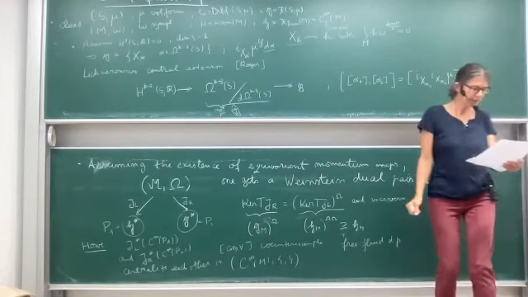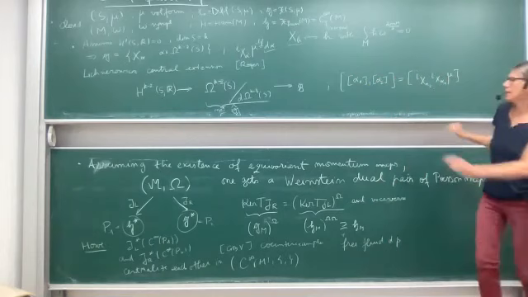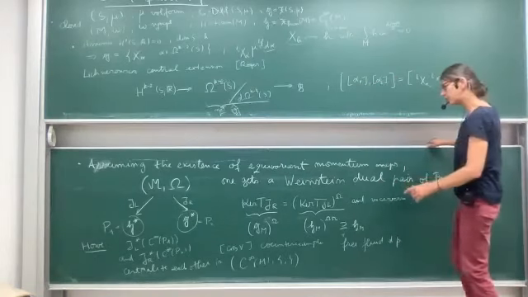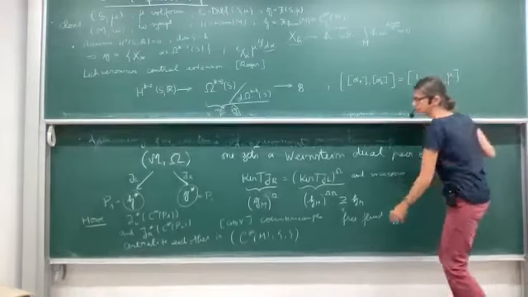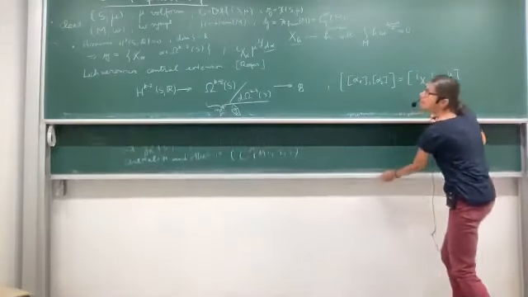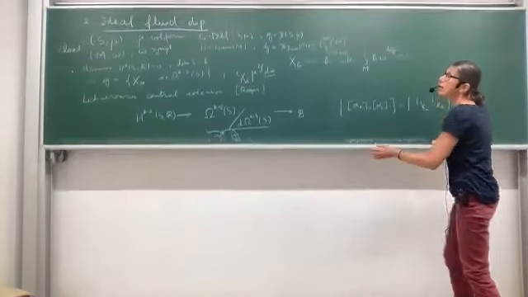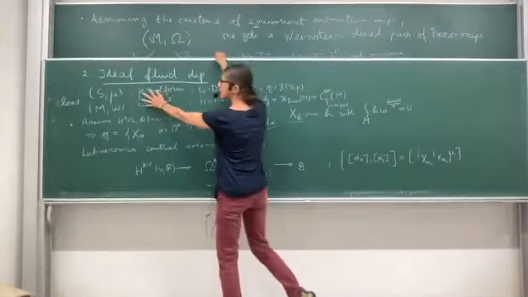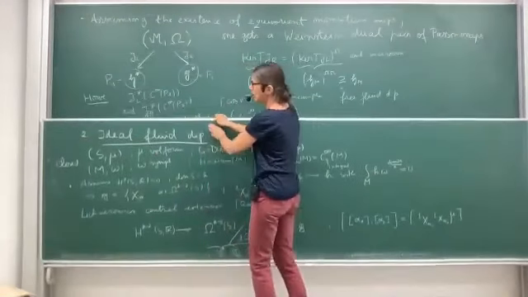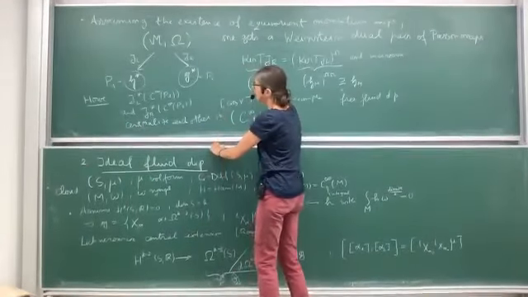Now what are the actions? First, what is the symplectic manifold embedding? So out of omega and mu, our symplectic form.